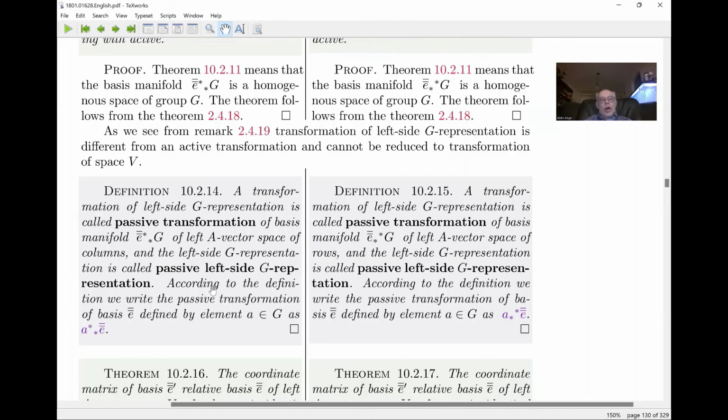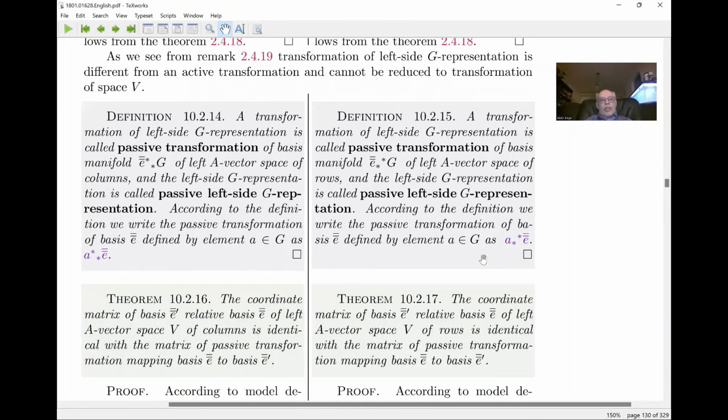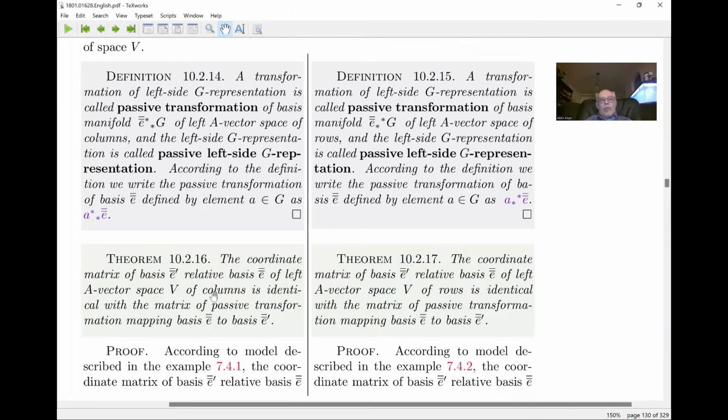representation. According to the definition, we write the passive transformation of basis E defined by element A as A CR E. The coordinate matrix of basis E prime relative basis E of left a vector space V of columns is identical with the matrix of passive transformation mapping basis E to basis E prime.